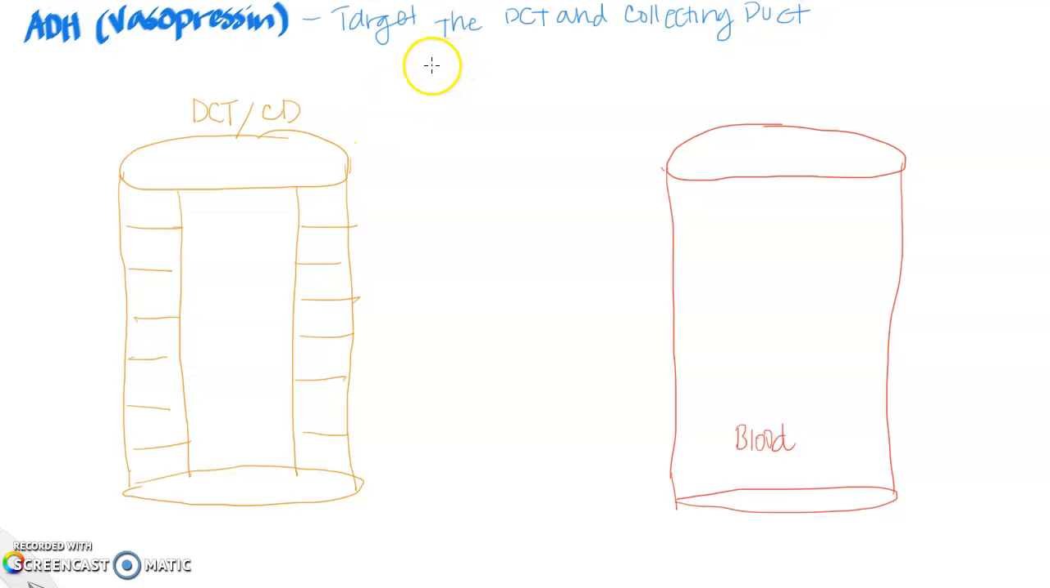So we're at the end of the nephron, so we're fine-tuning this urine that we're making, right? So if we look at this picture, here's my nephron tubule, the distal convoluted tubule or the collecting duct. So this is the lumen, and in here is filtrate.